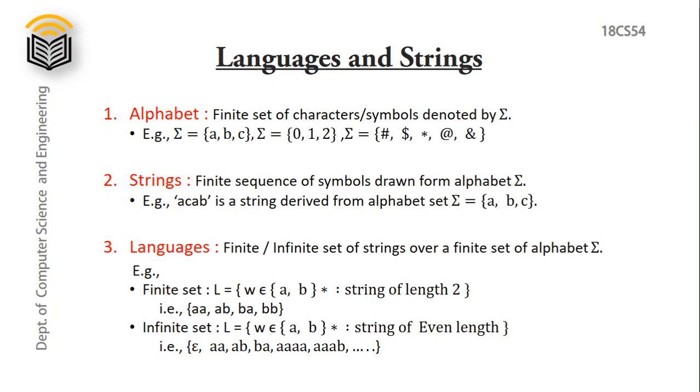Now take an example for an infinite set. L is the language, made up of W, which belongs to the alphabet set of any combination, with the definition of strings having an even length. Valid strings are epsilon, A, B, and so on. This is infinite, right? Epsilon means a string of length 0.